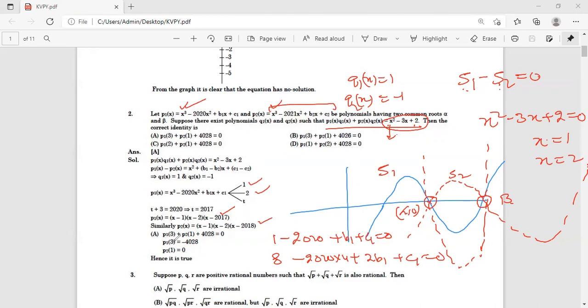Then you can simply solve it, right? When you have P1(x) and P2(x), you can check option A: P1(3) plus P2(1) plus 428, you will get 0. Which of the options is correct? You can check it.